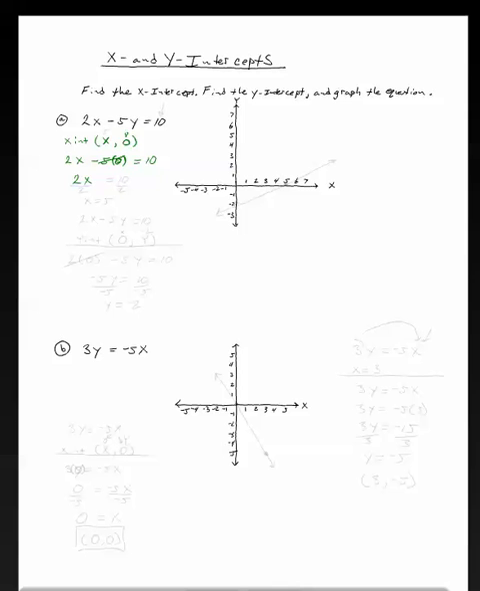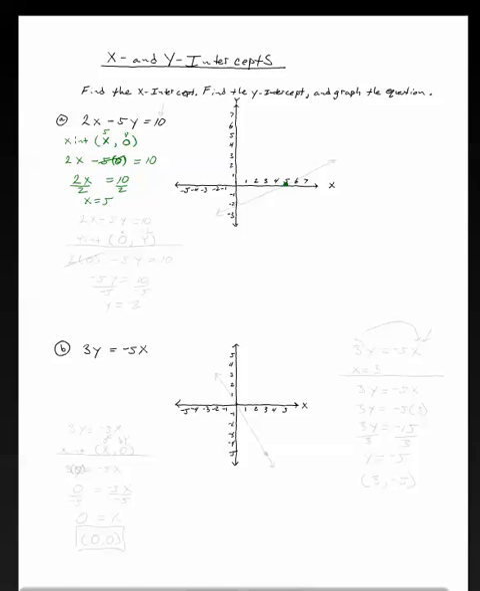What we're left with is 2x equals 10. And then if we divide both sides by 2, we get x equals 5. So when y is 0, x is 5. So that gives us the point 5, 0. And we're going to plot that. So we go over to x is 5, y is 0, and we plot that point. Now remember, that was the x-intercept, and we can see that that point lies on the x-axis.